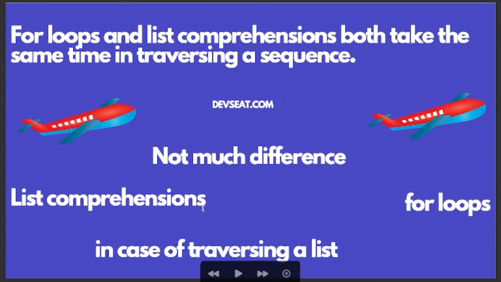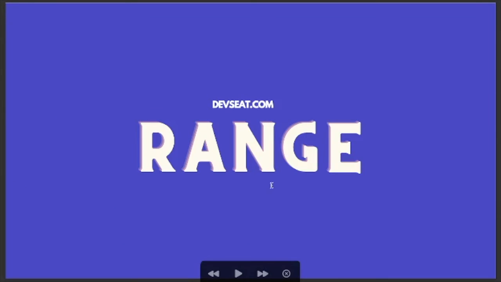In case of printing, in case of traversing a list, you won't see much difference in speed. Now we will talk about our next sequence data type, that is range. Till now we talked about list, arrays, strings. These are the sequence data types we talked about. Now we will be talking about range. That is our next sequence data type.